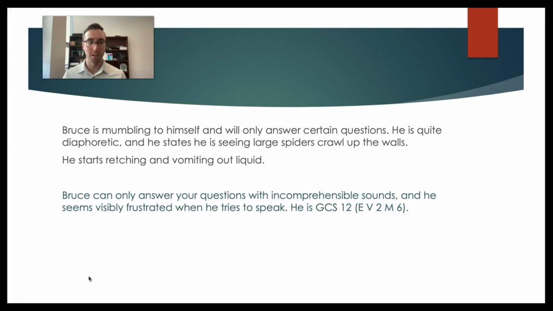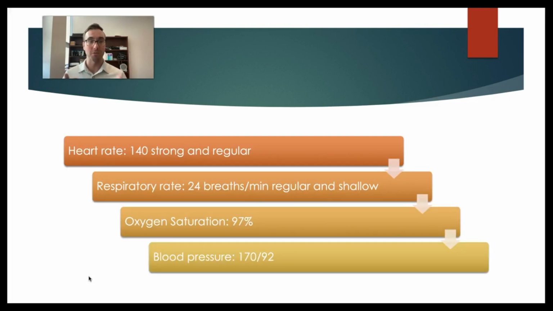No blood though. Bruce can only answer your questions with incomprehensible sounds, and he seems visibly frustrated when he tries to speak. He's around GCS 12. When you take his vital signs, his heart rate's 140, strong and regular, his respiratory rate's 24 breaths a minute, regular and shallow, his oxygen saturation's around 97%, and his blood pressure's 170 on 92. So overall, you can see he's pretty sympathetically driven. He's had this huge surge of catecholamines leading to all this hypertension and tachycardia.